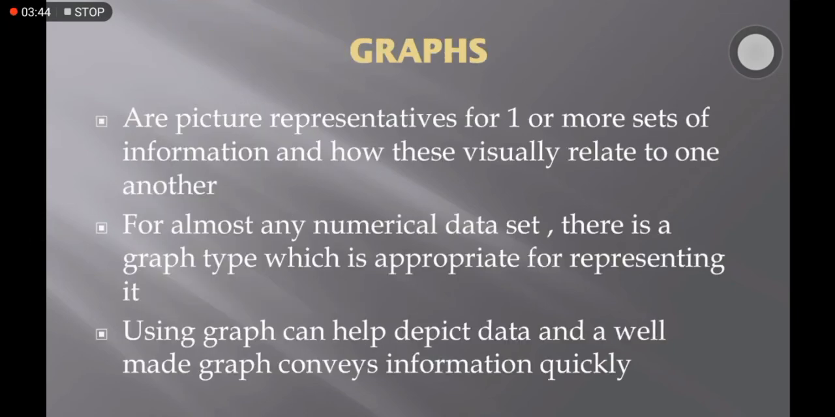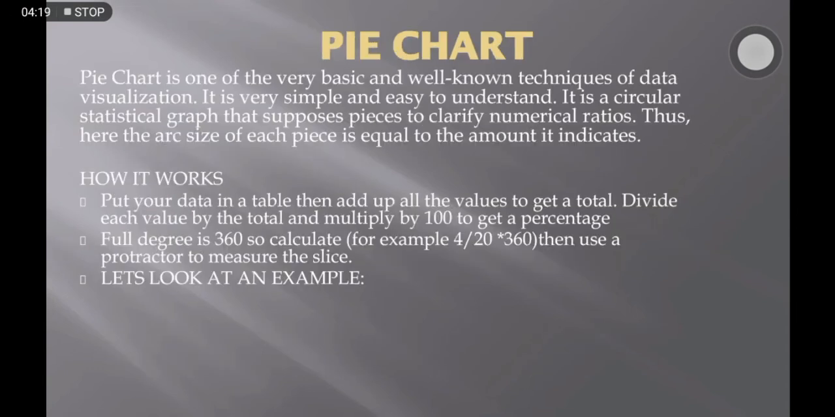We are starting with graphs. A graph is a picture representative of one or more sets of information and how these visually relate to one another. For almost any numerical dataset, there is a graph type which is appropriate for representing it. Using a graph can help depict data, and a well-made graph conveys information quickly.